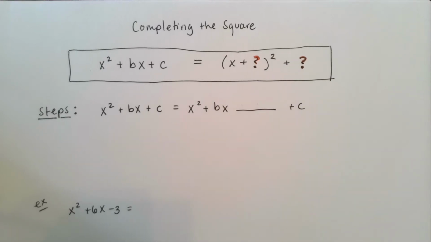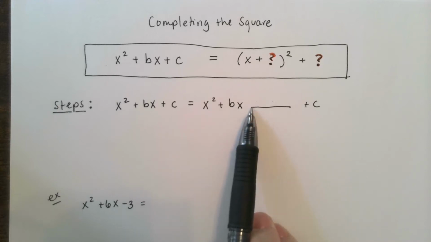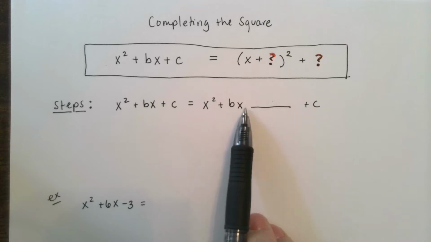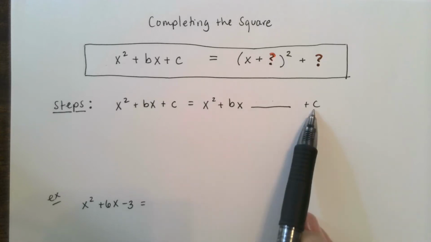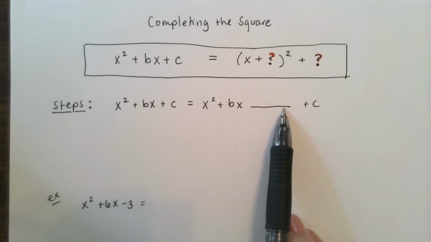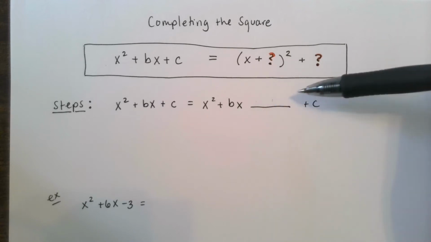All right, so we'll start by talking about the steps that you'll follow every time, and then we'll use those steps in a couple of examples. The first thing I normally do is clear some space after the bx term. So this b and this c, in examples like you can see below here, are filled in with numbers. So I leave a space right here, and what we're going to do is add and subtract the same number in this blank space.